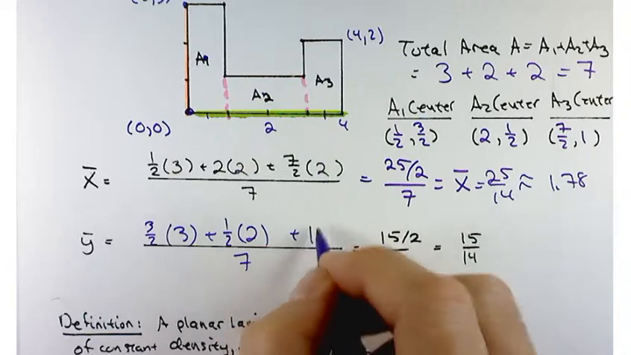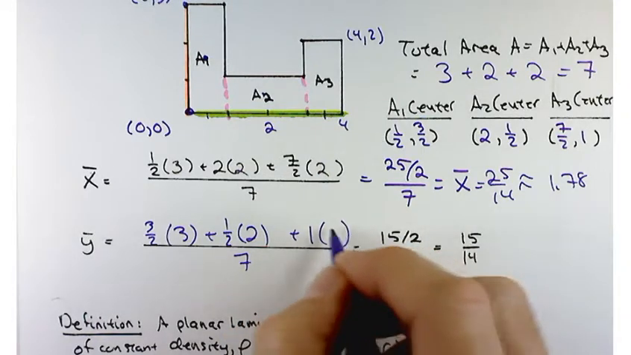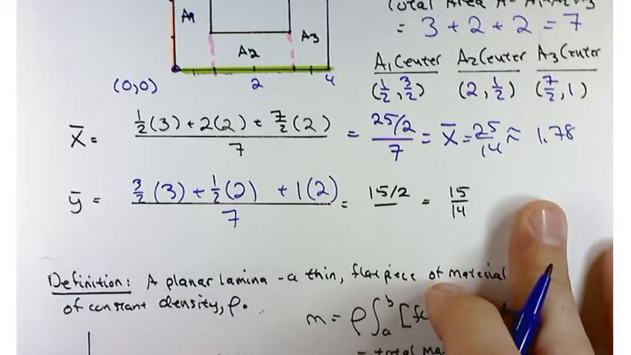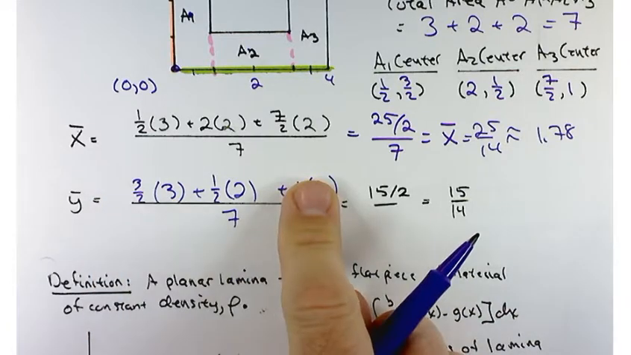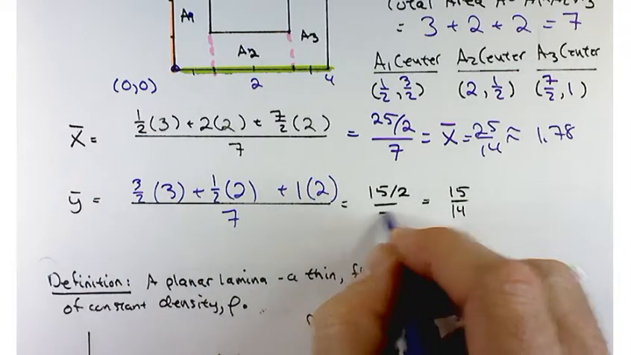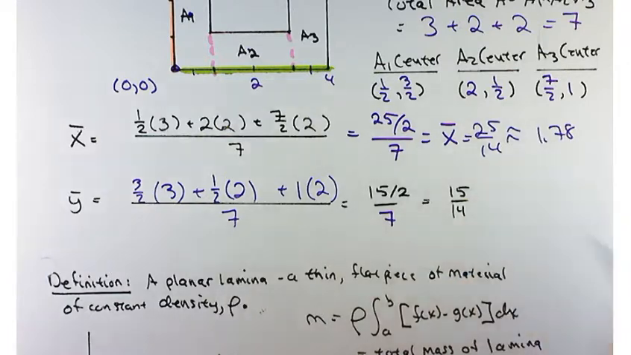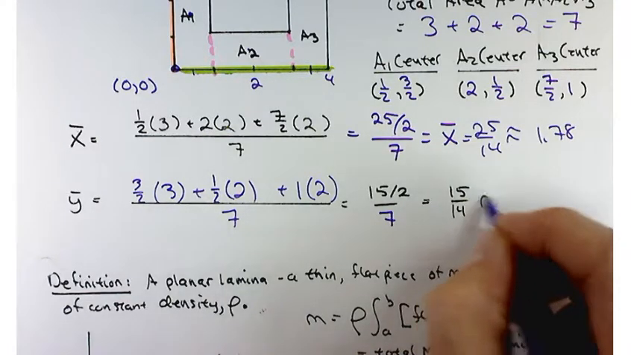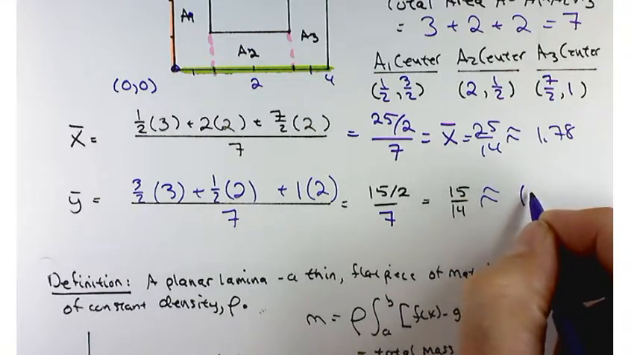What's the last one here, please? All right, 1 by 2. Good. And if you multiply this all out, you end up with 15/2 divided by 7, which is 15/14. So about 1.07.